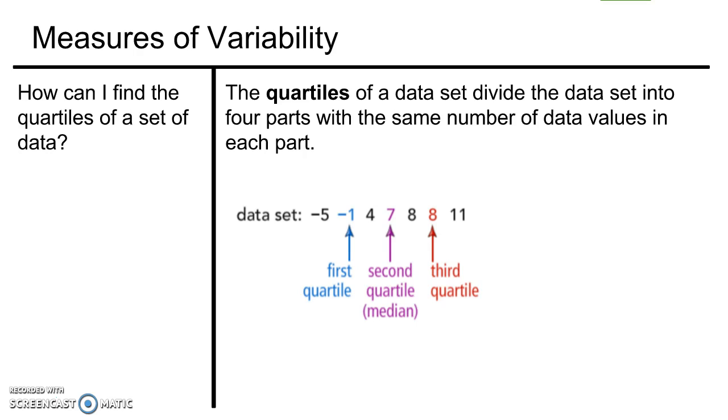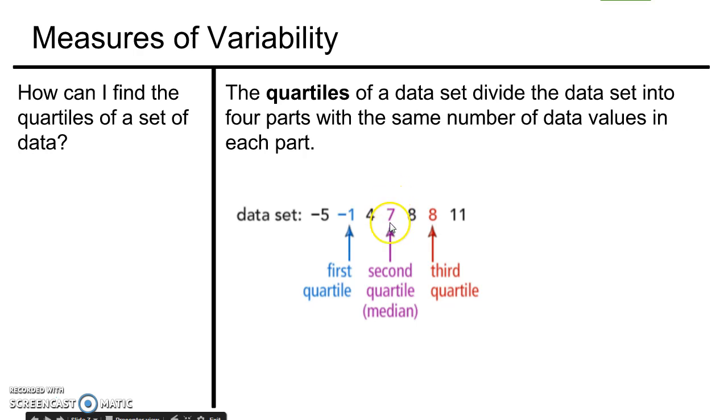All right, next definition is quartiles. How can I find the quartiles of a set of data? So it's kind of like finding the median, but like double. So the quartiles of a data set divide the data set into 4 parts with the same number of data values in each part. So we are finding each kind of quarter or quartile of the data set. The first thing you do is find the median. So the middle number, we already practiced that earlier.